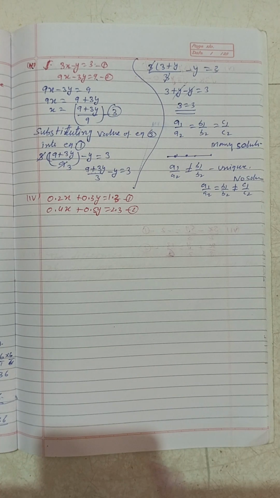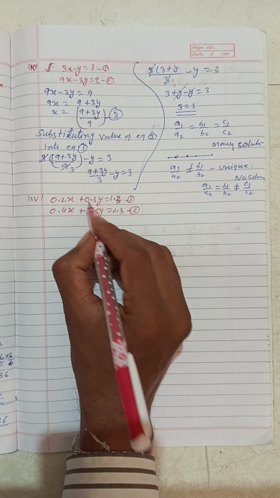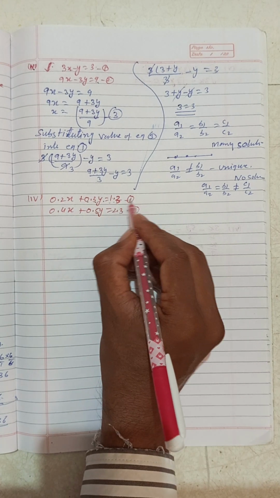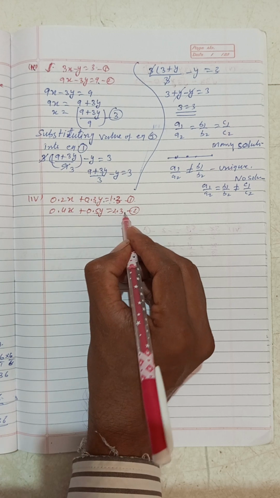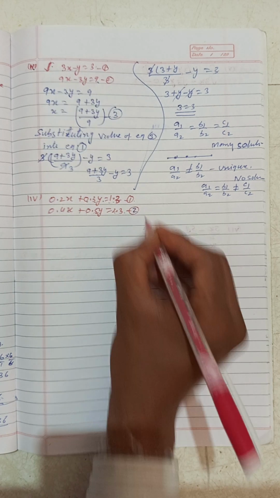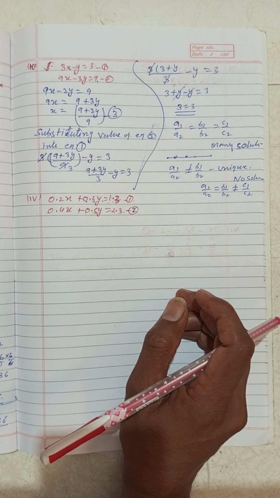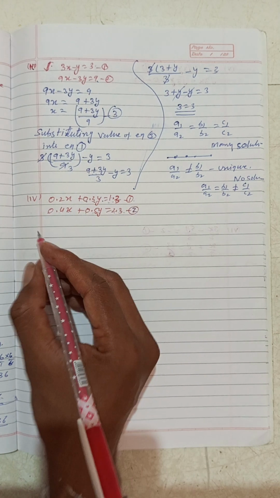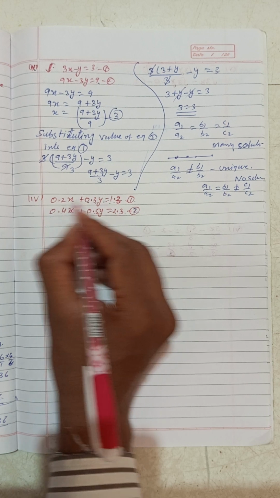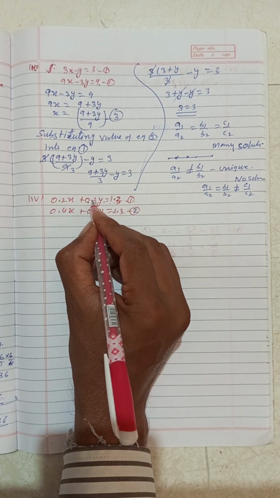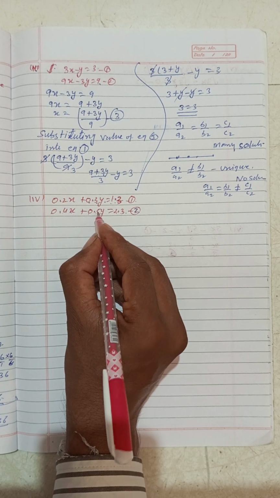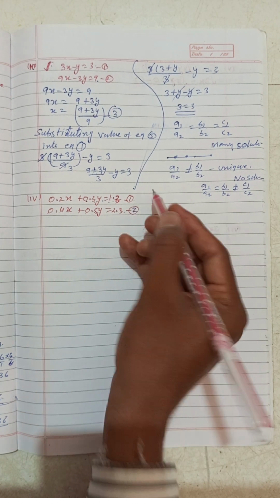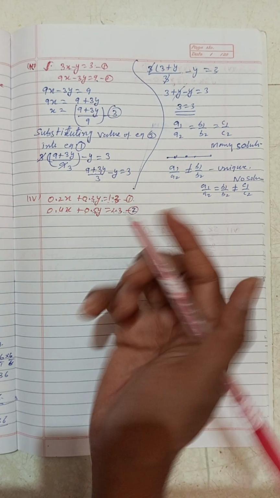Taking the next question: 0.2x plus 0.3y is equal to 1.3, equation number 1, and 0.4x plus 0.5y is equal to 2.3. First of all, we see that there are decimal points, so we have to convert to linear form by multiplying the numbers. In each term there is one digit after the decimal point, so we multiply by 10.